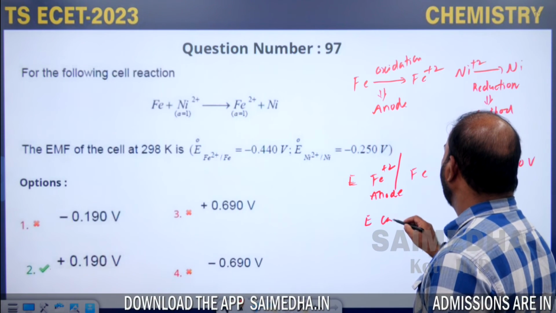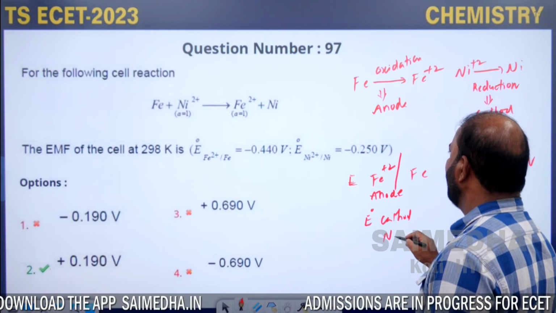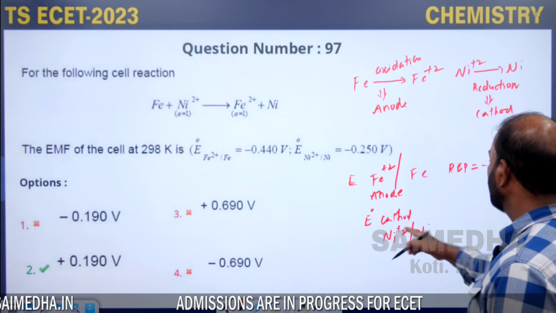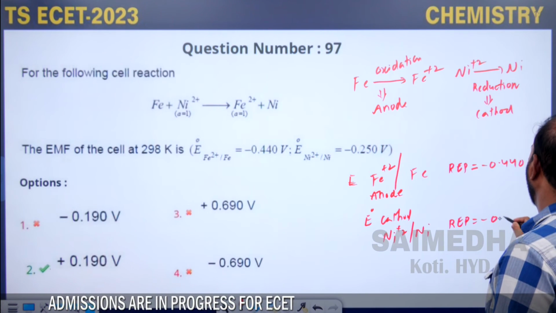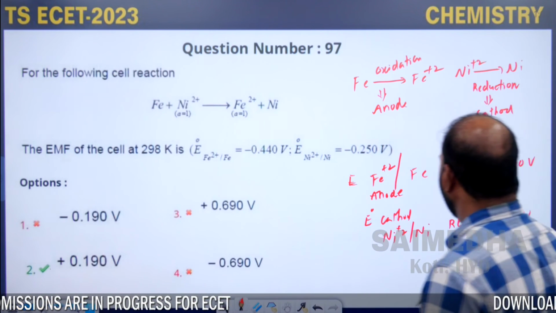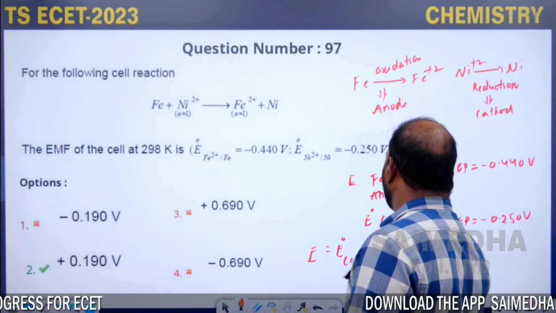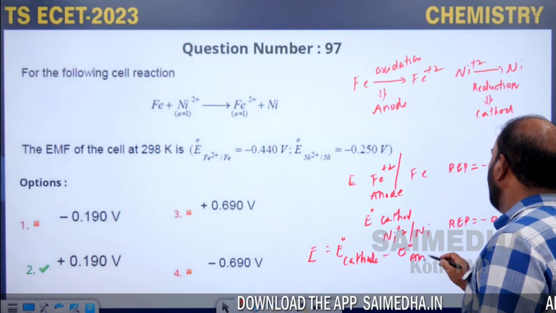And here, what is the EMF for the cathode? The EMF for the cathode here is Ni2+ by Ni. Again, Ni2+ to Ni, what has he given here? The reduction electrode potential, minus 0.250 volts. Generally the EMF of this cell is given by the EMF of the cathode minus the EMF of the anode.